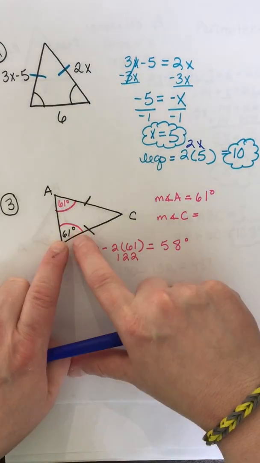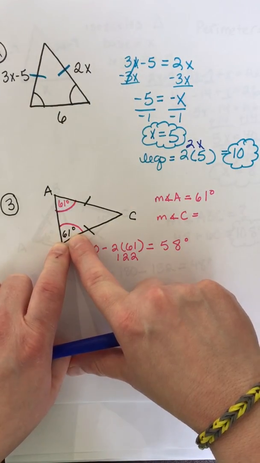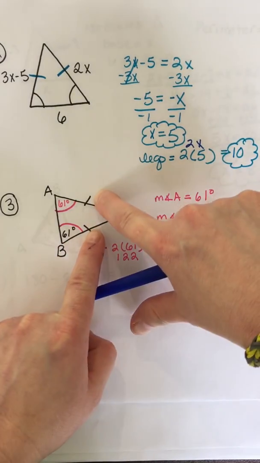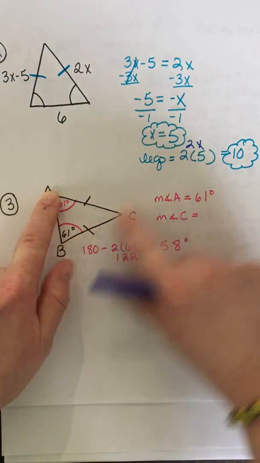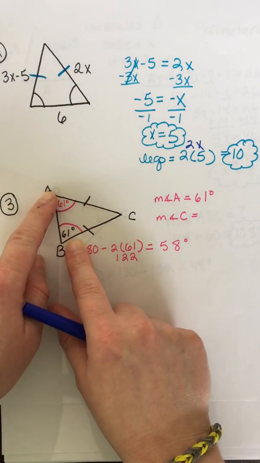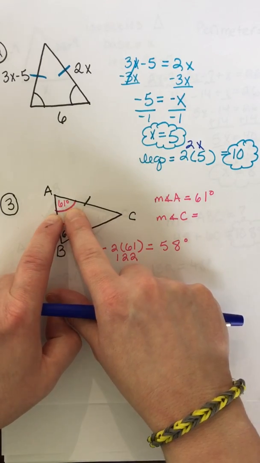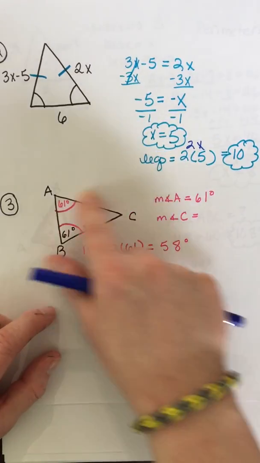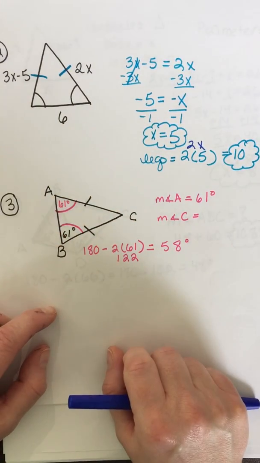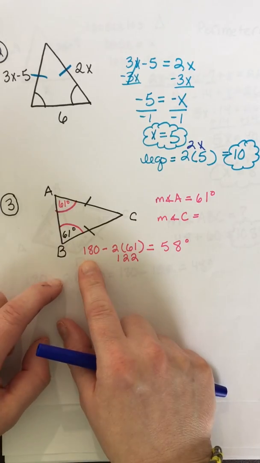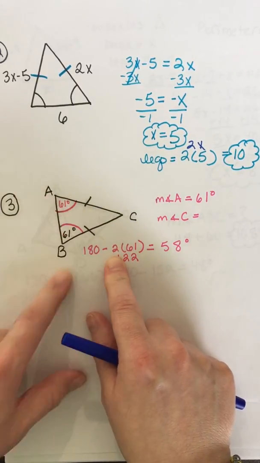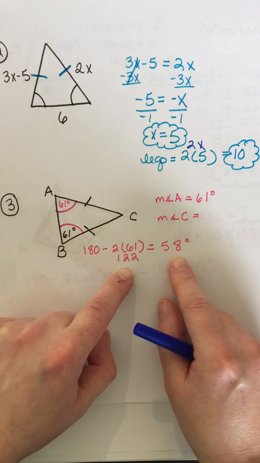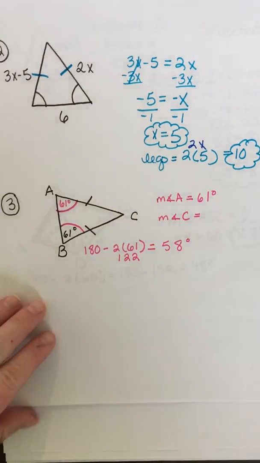For number 3, they gave me this angle is 61 degrees, and then they marked these two sides as congruent. Well, if these sides are congruent, then the angles across from them are congruent. It's just the opposite of what we saw for number 2. So I put that this angle is 61 degrees, so the measure of angle A is 61 degrees. We know that all the angles in a triangle add up to 180 degrees. So all we need to do is take 180 and subtract those two 61s. Two 61s is 122. And 180 minus 122 is 58 degrees. And that's it for number 3.